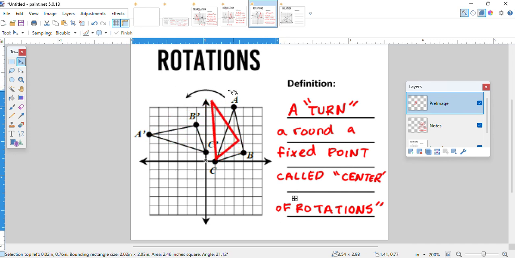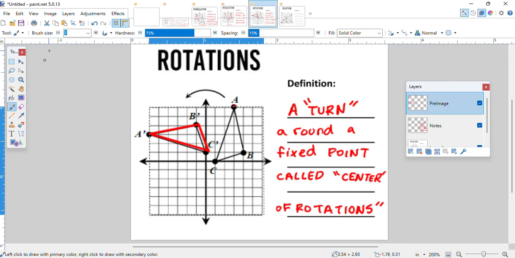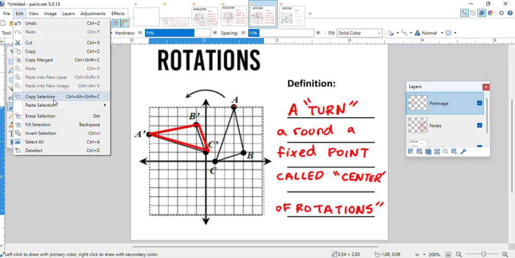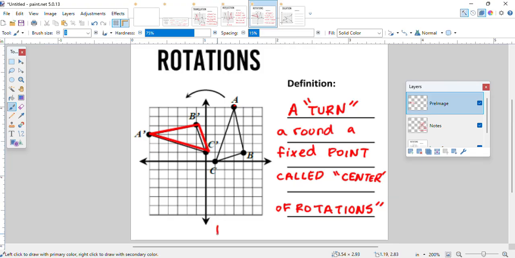We're spinning it all around that single point. And that changes the location of everything, but it does not change the size, does not change the angles. So this is what we refer to as a rigid transformation. This is rigid.